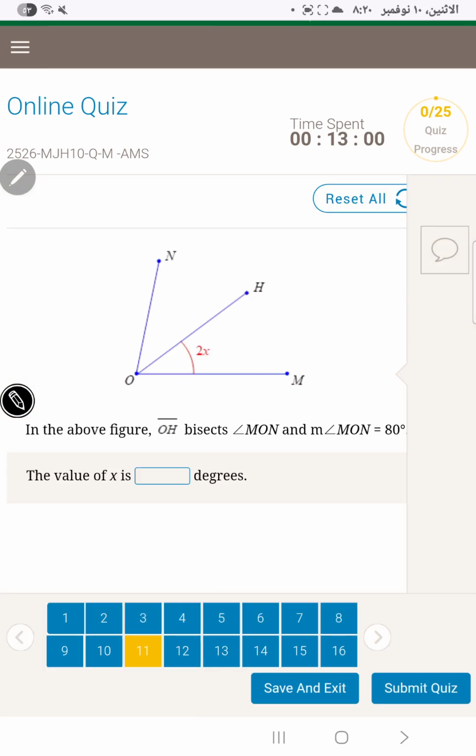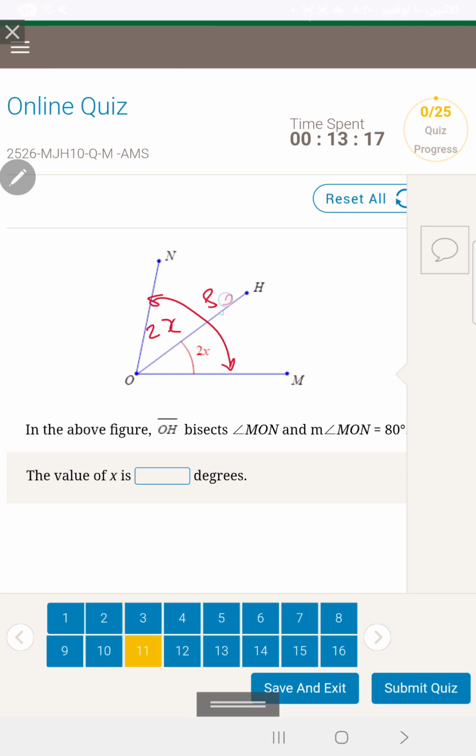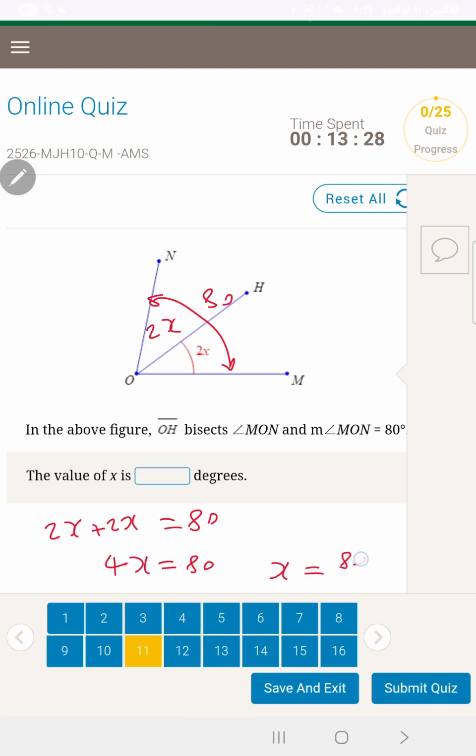Question 11 now. In the above figure, OH bisects angle MON, which means this is also x here. MON is 80. MON means the whole angle here is 80. Find x. So you can see 2x plus 2x equals 80. 4x equals 80. So x equals 80 divided by 4, which is 20.